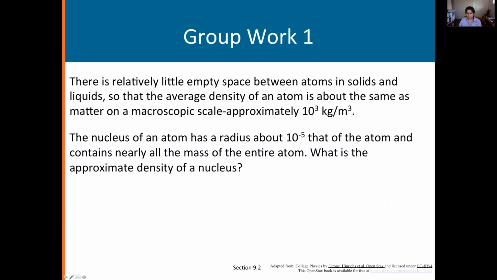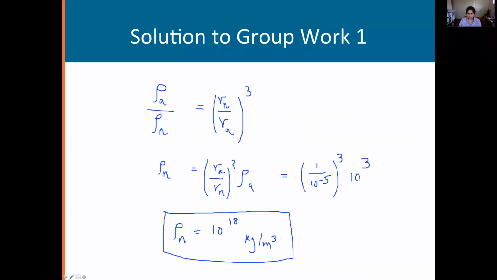And when you do that, you should check your results against mine. Yeah? So you're going to get the nuclear density as of the order of 10 to the power 18 kgs per meter cubed. Much, much more dense than the atom itself, which was 10 to the power 3 kgs per meter cubed. Why is it so much more dense? Because all the mass is there, but the volume is very much less than that of the atom.